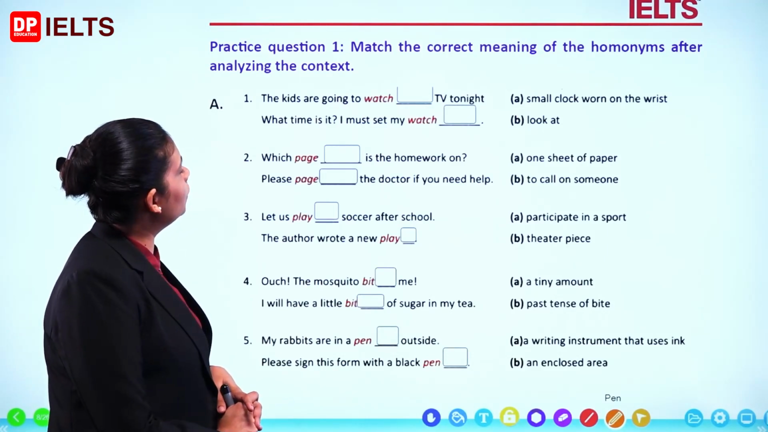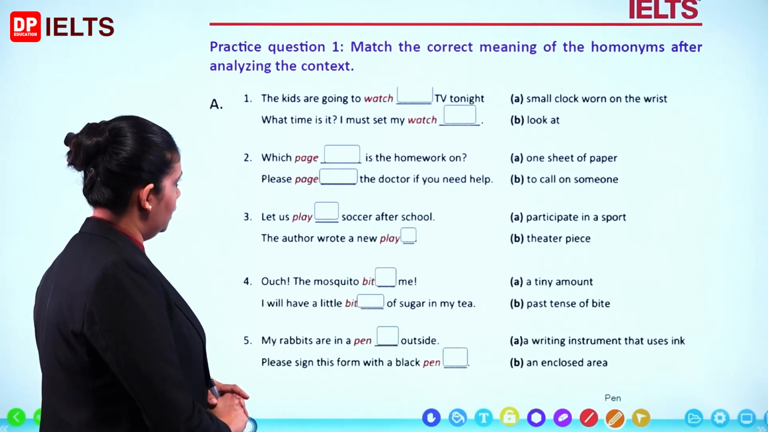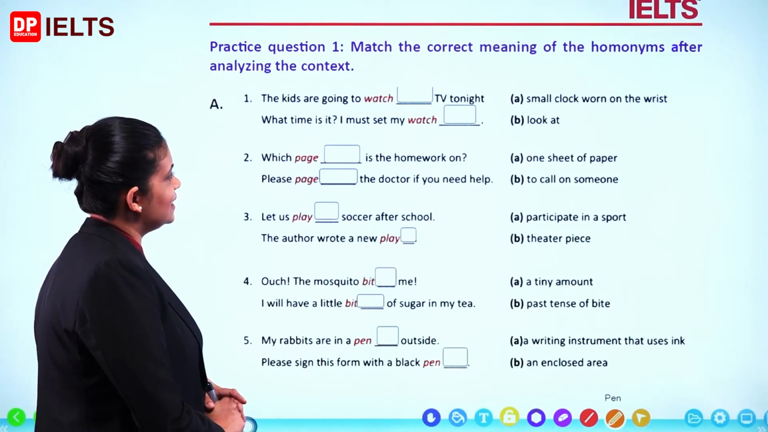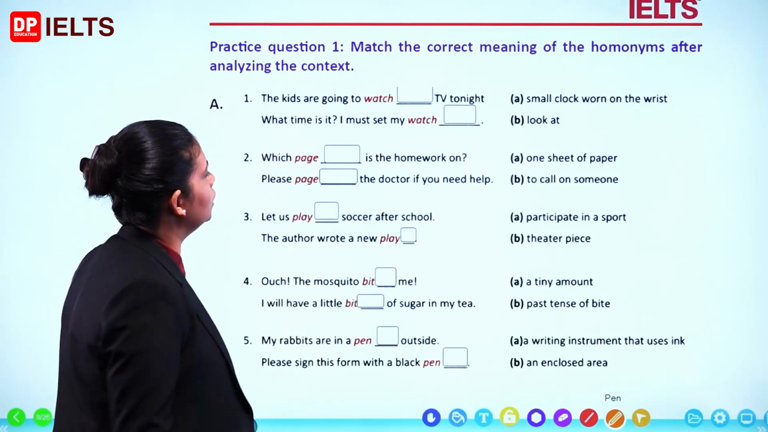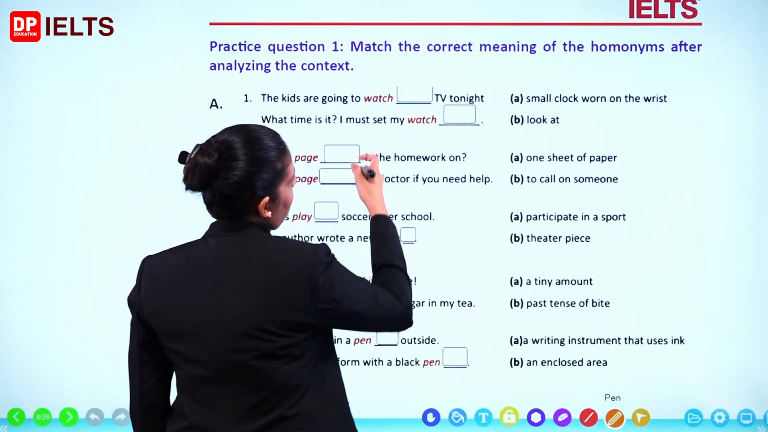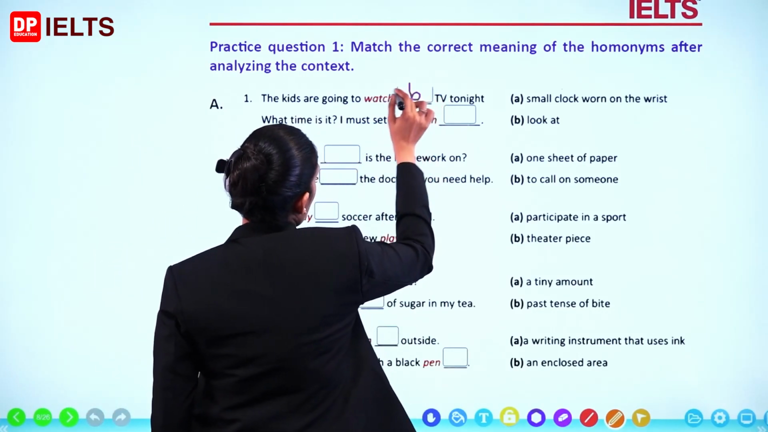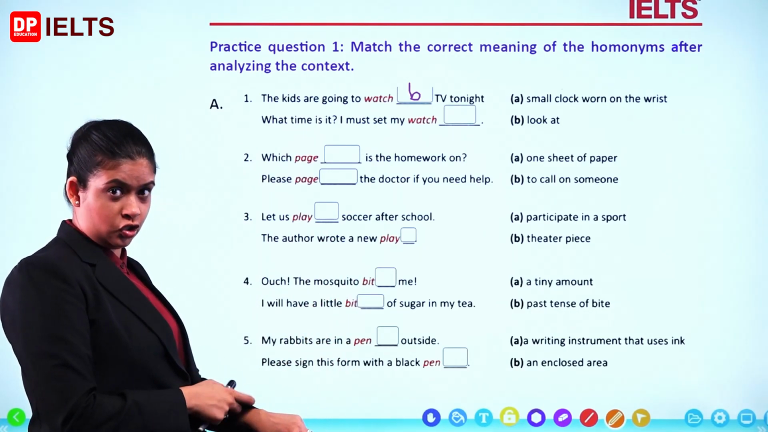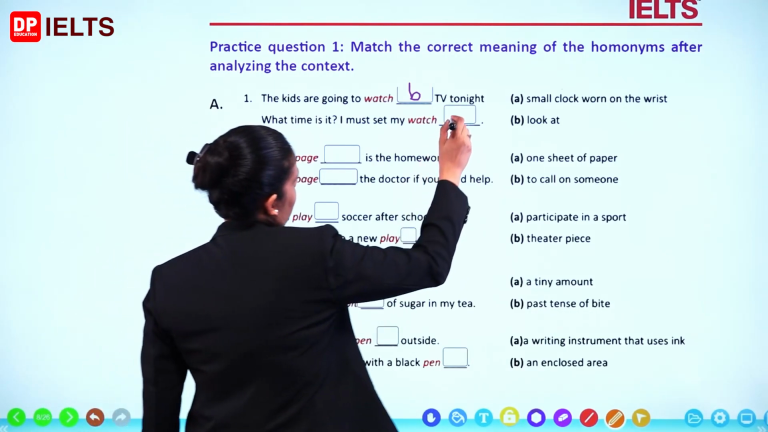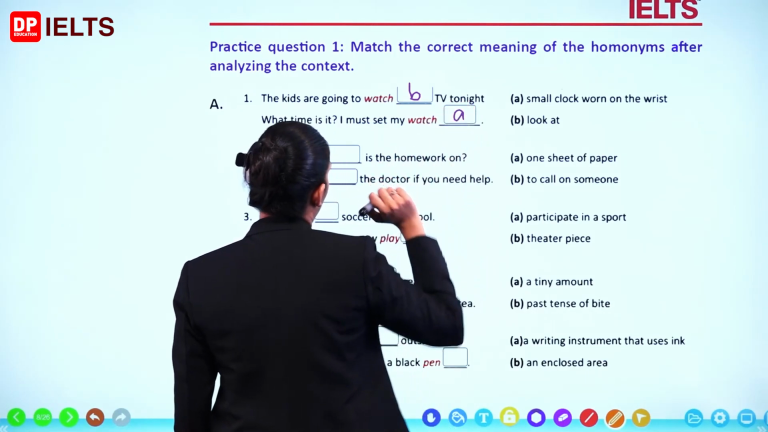The kids are going to watch TV tonight. What time is it? I must set my watch, okay? So the kids are going to watch TV tonight. That is, look at the television. What is the time? I must set my watch, okay? So that is a small clock.